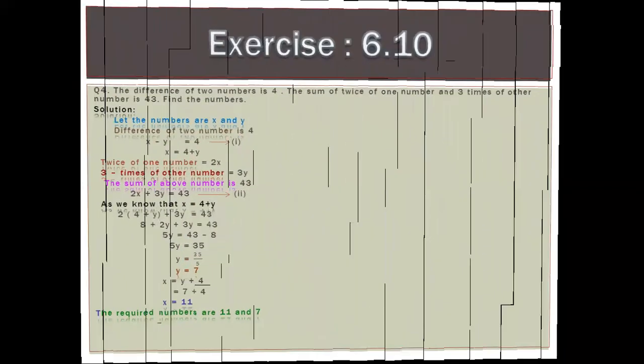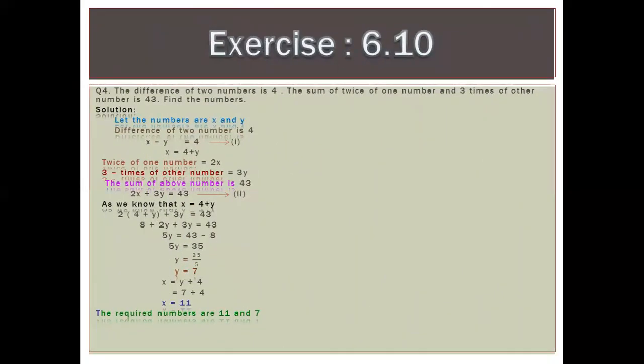Come to the next question, question 4. The difference of two numbers is 4. Again, two numbers are given. It means we suppose two variables x and y. The difference of two numbers is 4. It means x minus y is equal to 4. The first expression is completed. We got one equation.